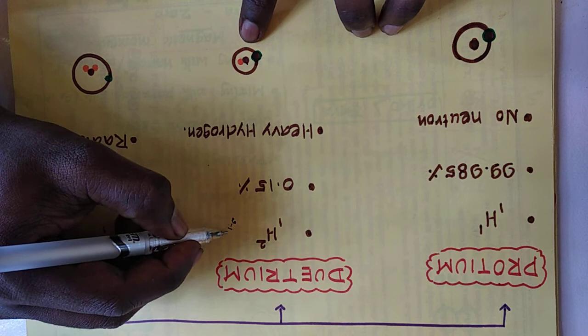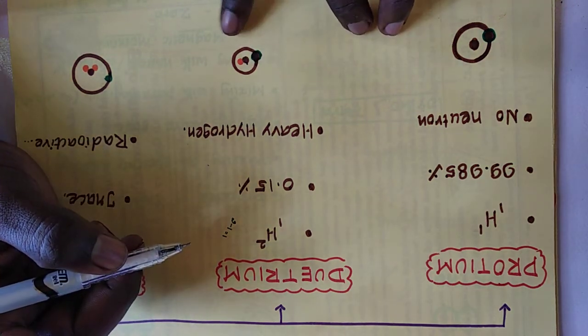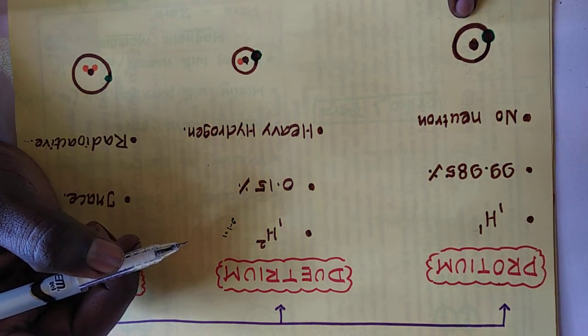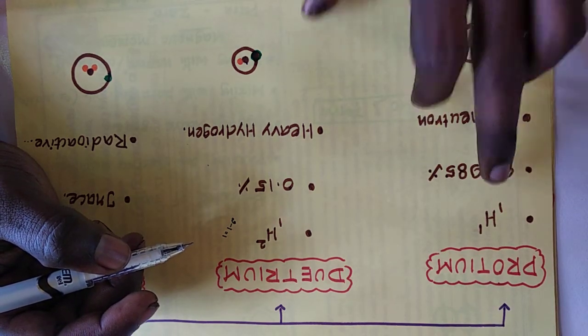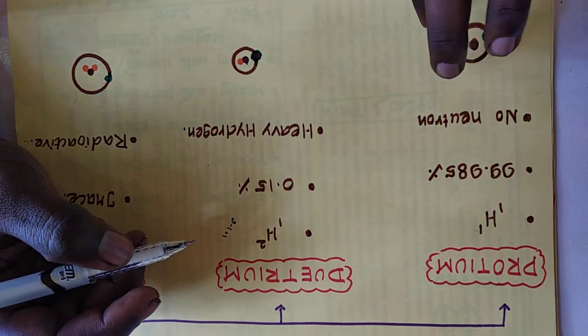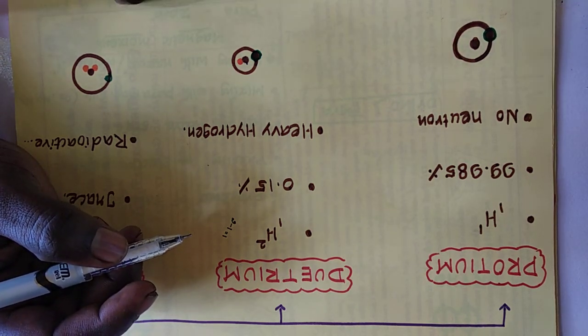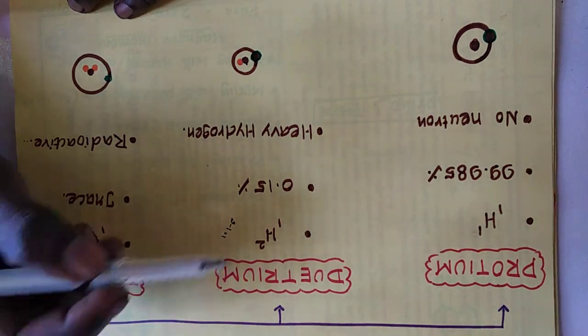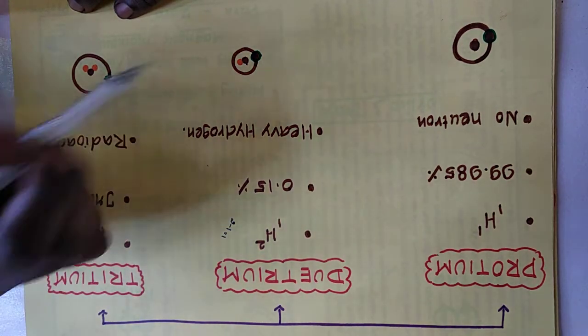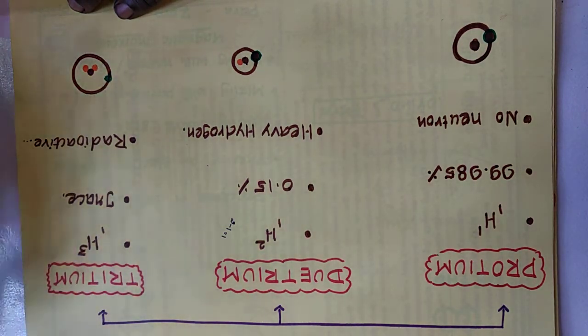So 2 minus 1 is equal to 1. So it has one neutron. But in the case of protium, there is no neutron. If you do 1 minus 1, that is 0. Here there is no neutron. Neutron number is mass number minus atomic number. So here, 2 minus 1, only one neutron is present in the nucleus.